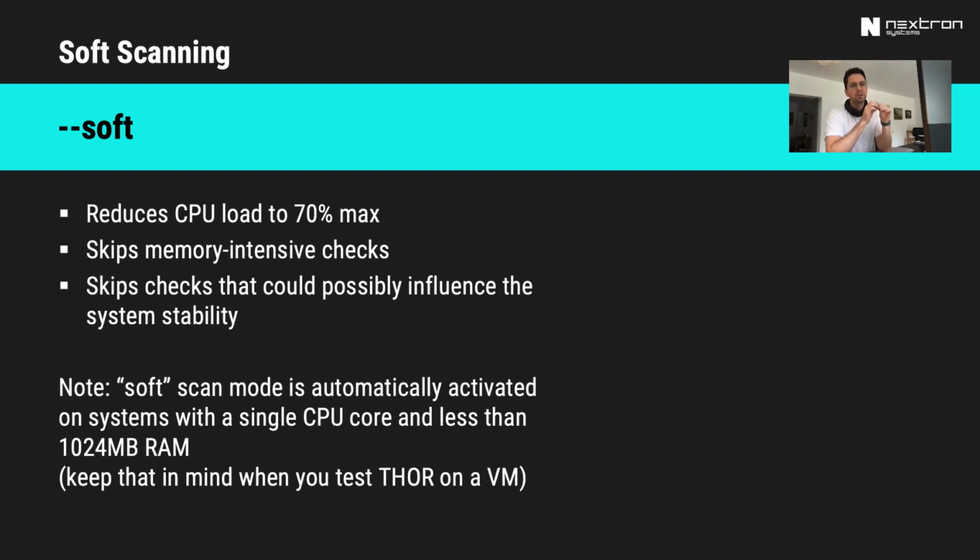This happened often when users first did a trial of THOR and ran it on their virtual machines, and they said, okay, this scan took longer than expected, and I told them that it's most likely due to the single CPU core that virtual machine had assigned. So keep that in mind when you run scans.